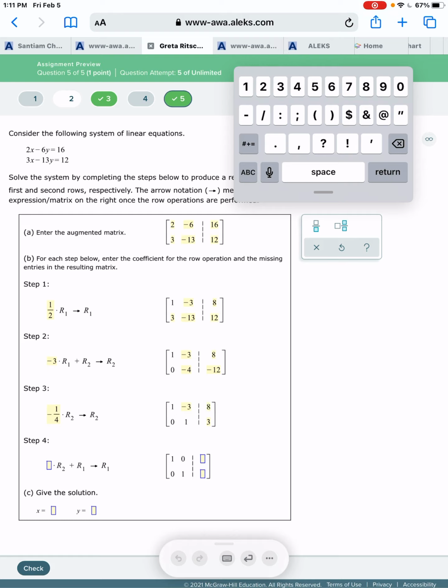Now I have 1, 0, 0, 1. That means I have the answers. That is the matrix way of saying x equals and y equals. This top number is going to be our x, and the bottom number is going to be our y.